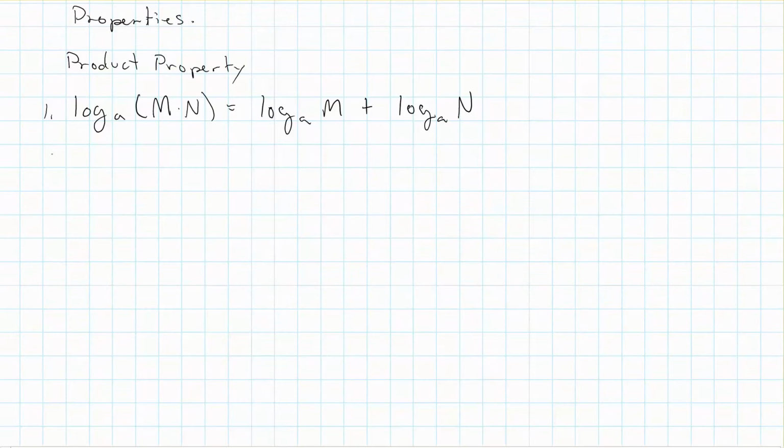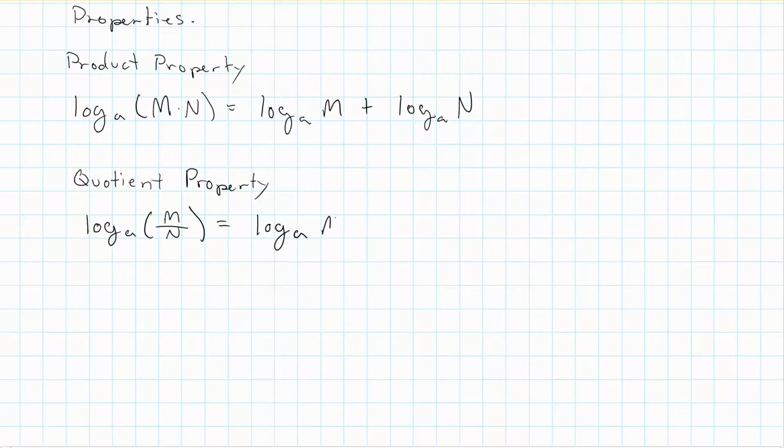Alright, but then we also have, besides product property, a quotient property. And the quotient property, of course, is if you have log base A of m over n, and you might guess what this would do. This would be log base A of m minus log base A of n.